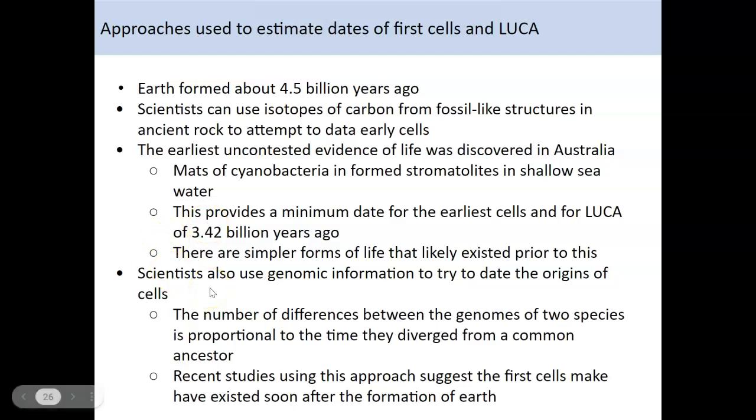Scientists also use genomic information to try and date the origin of cells. So this is when they use the number of similarities or differences between DNA between the different species. And the amount of differences between the genomes of two different species is proportional to the time that they diverged from a common ancestor, meaning the more differences that have occurred, the more time has passed, and so the older the common ancestor would have been. Using approaches like this, it suggests that the first cells could have formed shortly after Earth formed, so about 4.5 billion years ago. Again, all of this has been difficult to figure out for sure, and scientists are still investigating these processes the best that they can.